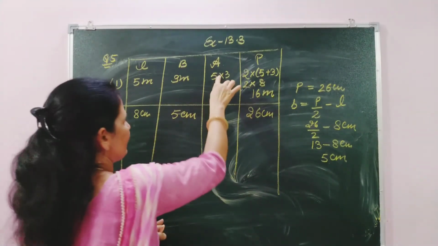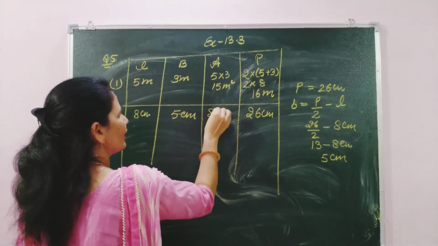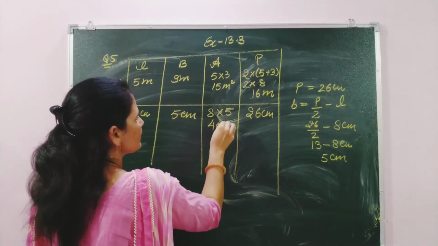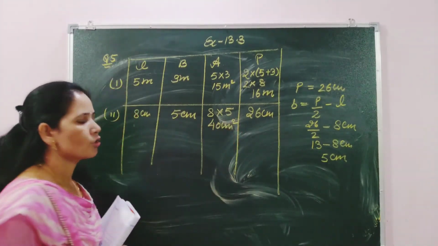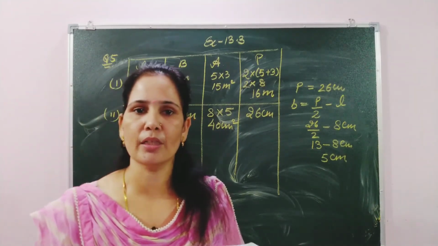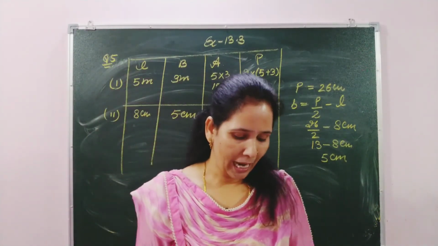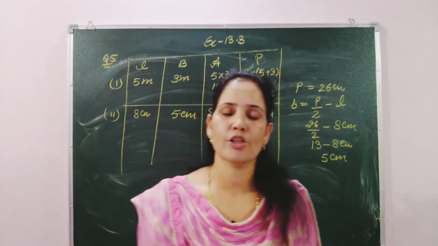Then after we have to find its area. Area is length into breadth, that's mean 8 multiplied by 5. 8 5 is 40 centimeter square. So the area is 40 centimeter square. So students, in this way you have to complete this table, and today we will discuss till question number 5.